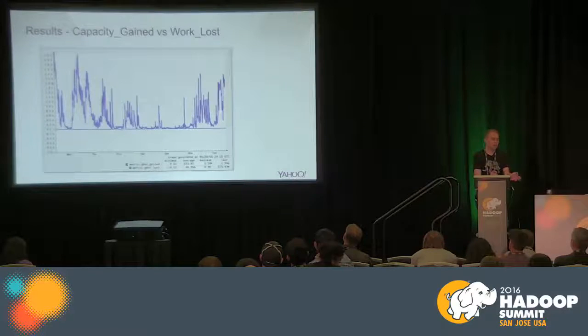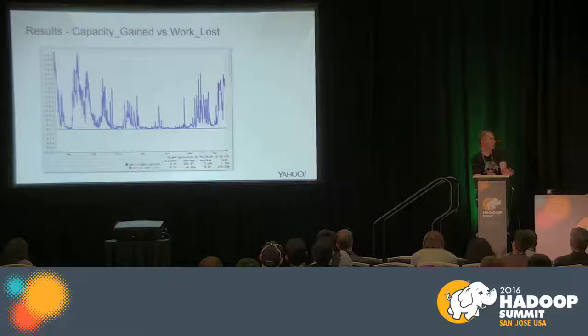So this graph is trying to show the relative scale of those things. The dark blue line, for that same period I just showed you with the previous results, is the amount of capacity that we're gaining due to overcommit in terms of gigabyte hours. And the light blue line at the bottom is showing how much we shot. And you can see it's basically zero.